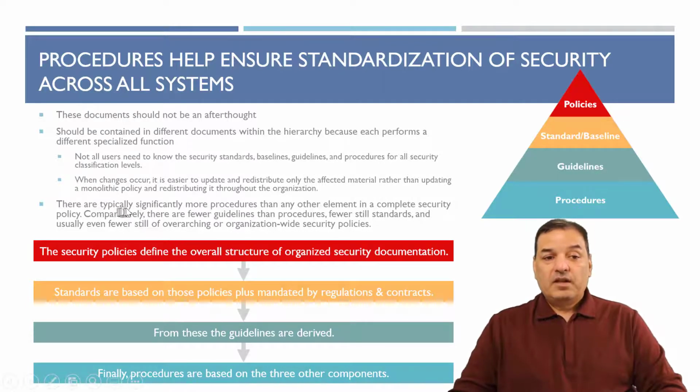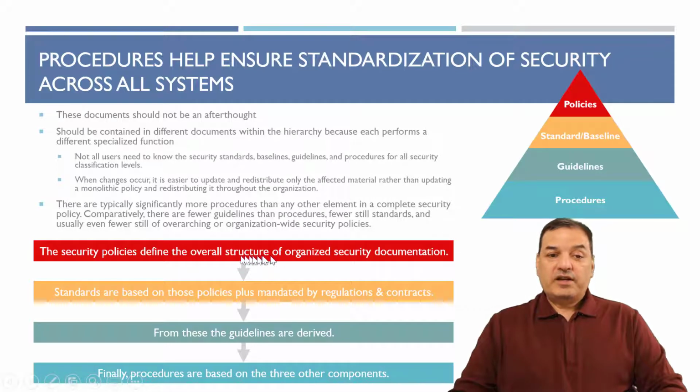So there are typically significantly more procedures. This is why we put them at the base of the pyramid. You'll see a lot more procedures than you would see guidelines and so on and so forth. And comparatively, there are fewer guidelines than procedures, fewer still standards, and usually even fewer overarching organization-wide security policies.